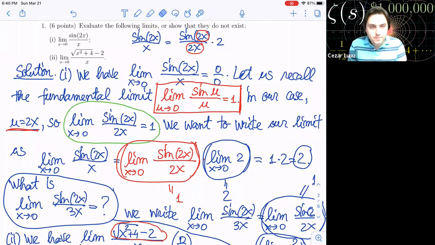You see, it's inside the square root there. So it's the square root of x squared plus 4 minus 2.